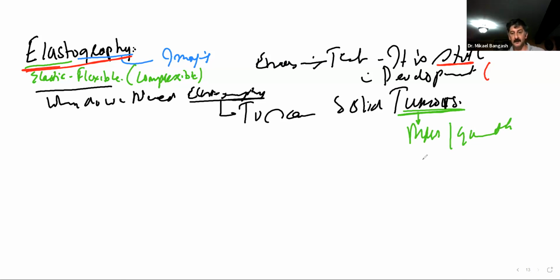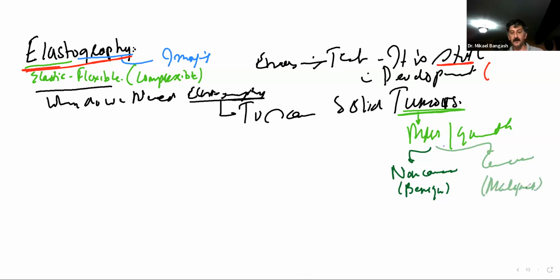As we mainly would like to know, is this tumor or mass here non-cancerous, which we call benign? Clear? Or is it cancerous, which means it is going to be a malignant tumor.